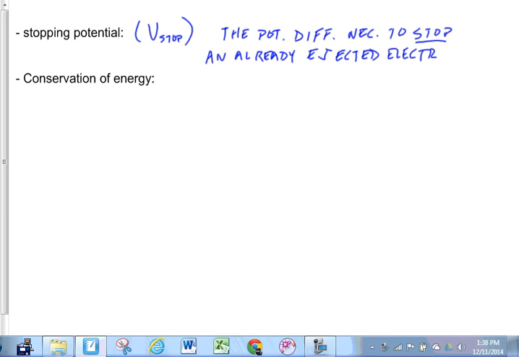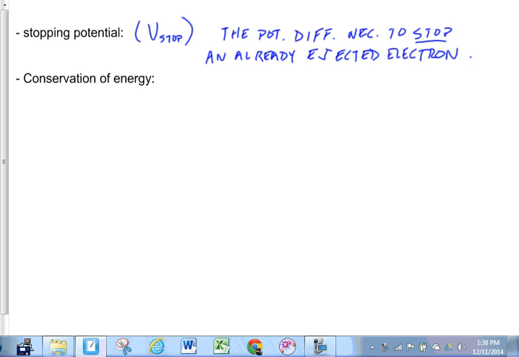The photoelectric effect has already happened. The electron is gone. It's out of the atom now. But we want to stop it. We want to stop it dead in its tracks. We want the electron to be like a car going up the hill with a big enough hill to stop the electron, to stop the car. The potential difference necessary to stop an already ejected electron.